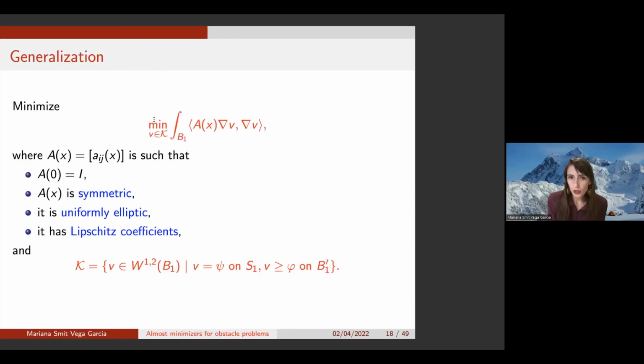You also want to generalize this problem, and I'll say a brief few words why. So instead of looking at the Dirichlet energy in which the operator is the Laplacian, you might want to have a divergence form operator with variable coefficients.